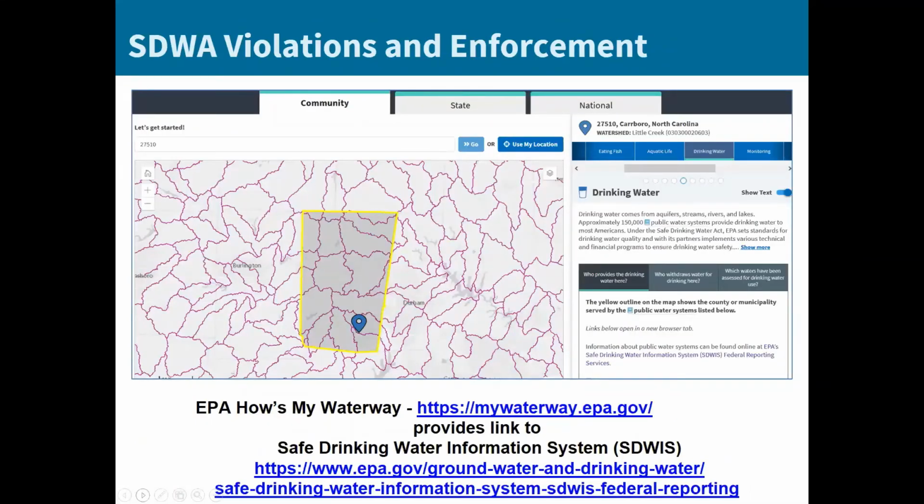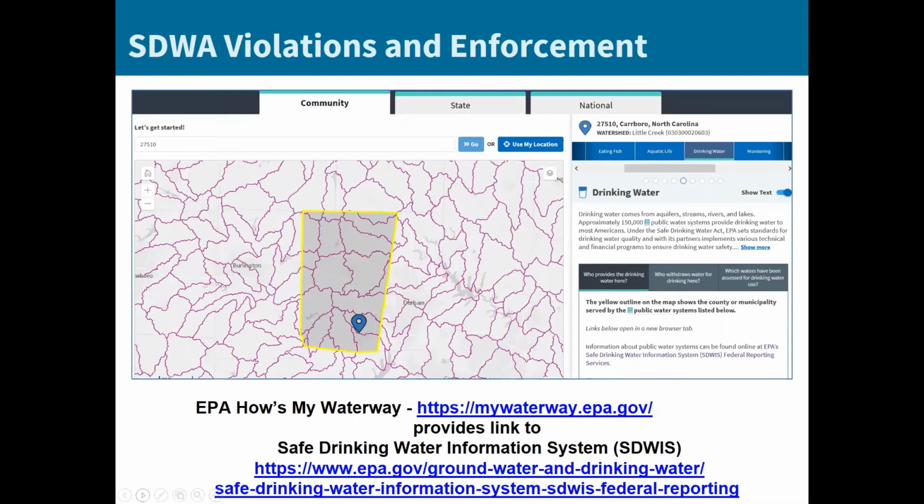So a little bit about enforcement and compliance. Primary enforcement of the Safe Drinking Water Act is delegated to the states, territories, and tribes that have this delegated authority. Any health, monitoring, or reporting violations are fed into the National Safe Drinking Water Information System, which is available online on EPA's website, as shown below.